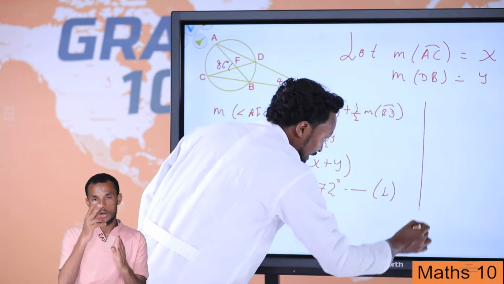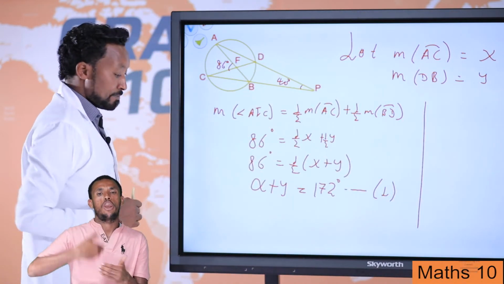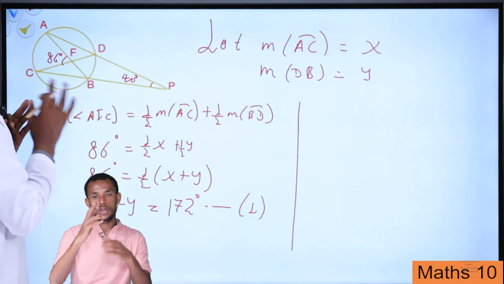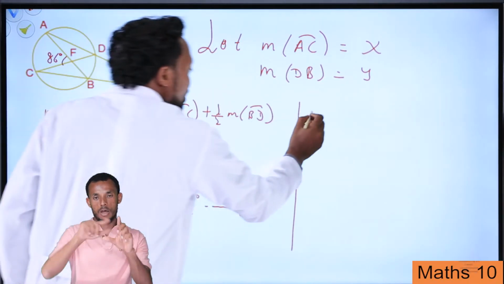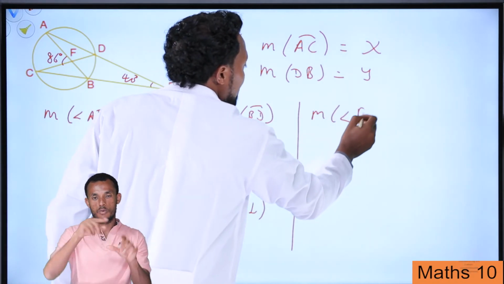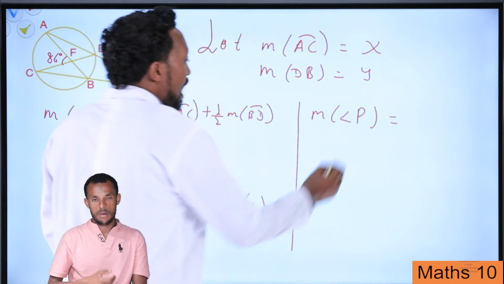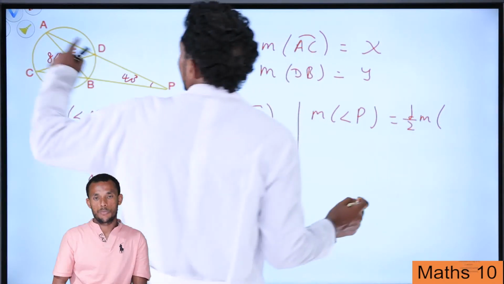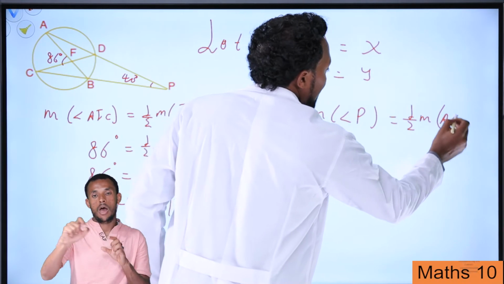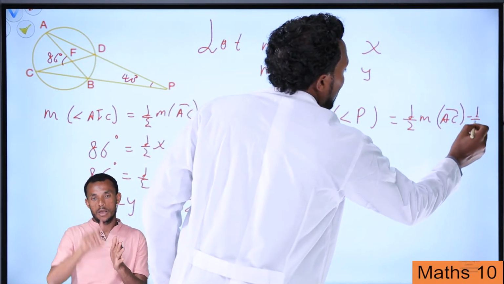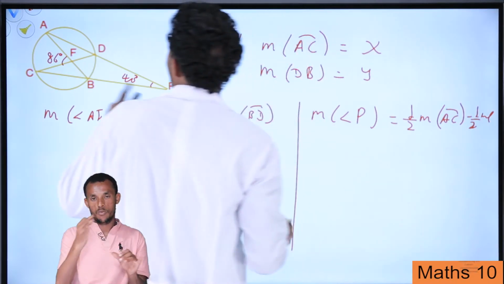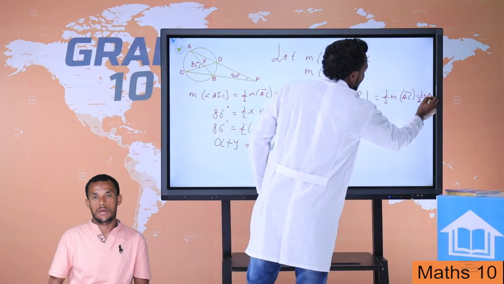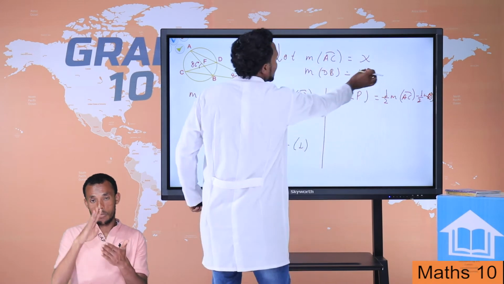Let me use the next theorem. Two lines intersecting outside a circle form an angle here. The measure of angle P is half of the measure of this arc AC minus half of the measure of arc BD. What is BD? BD is Y.